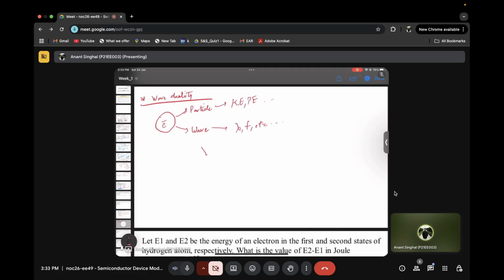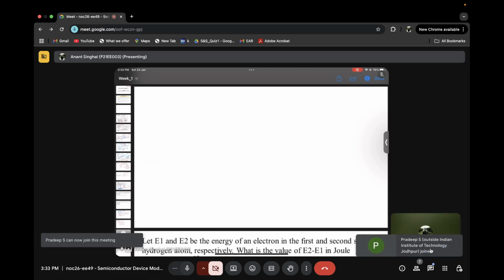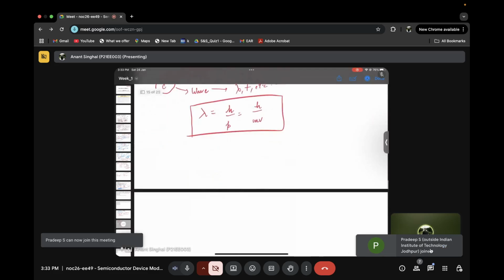It is given by the de Broglie wavelength, which is h by p, or h by mv. This was a question that we referred to in the last slide, so we'll do that later. Maybe I can also explain the third principle, but first let me give you a very basic example of how an electron exhibits both particle and wave nature. Maybe you can do your own calculations also.